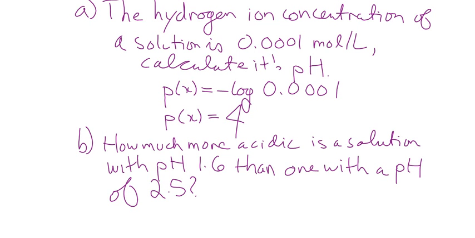Okay, so this is a common type of question in logs. It deals with things that have logarithmic scales, like earthquakes and sound pressure, i.e. decibels, and pH. And it's really saying, let's compare, how do these things compare? How much more acidic is a solution with a pH of 1.6 than one that has a pH of 2.5?